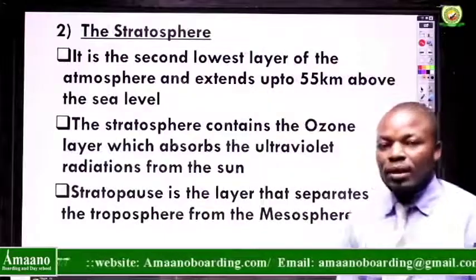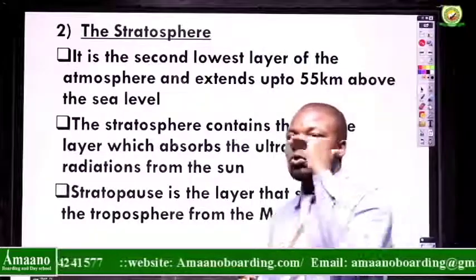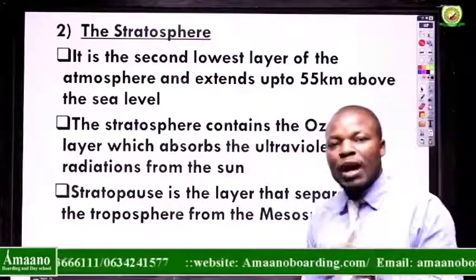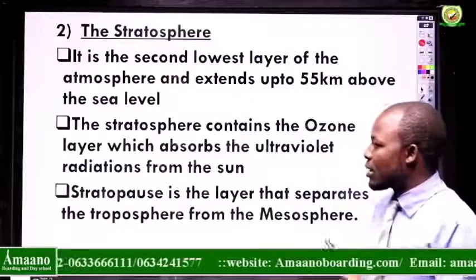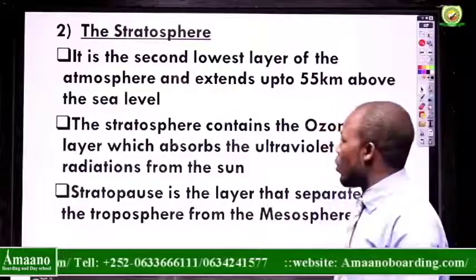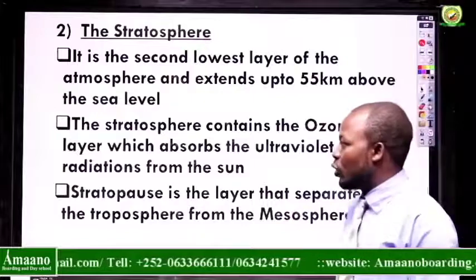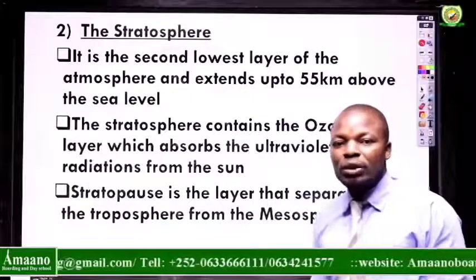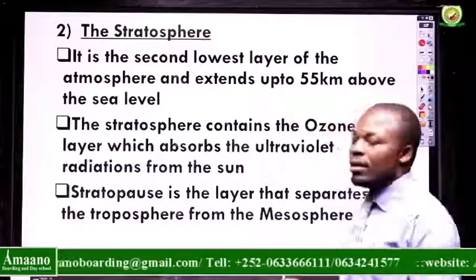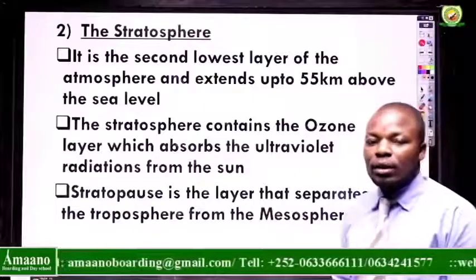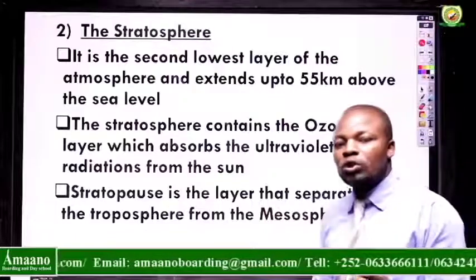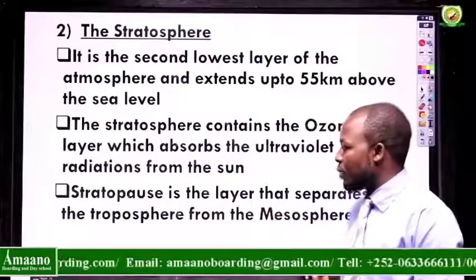Next, we have the stratosphere. That's the second layer. From the troposphere, we go to the stratosphere. This layer is the second lowest layer, and it extends up to 55 kilometers above the sea level. This is where we find the ozone layer, which protects the Earth from the ultraviolet radiation rays from the sun. It is very important. The ozone layer is a mixture of gases, actually an extra oxygen layer which helps to protect the Earth from the ultraviolet radiation from the sun.